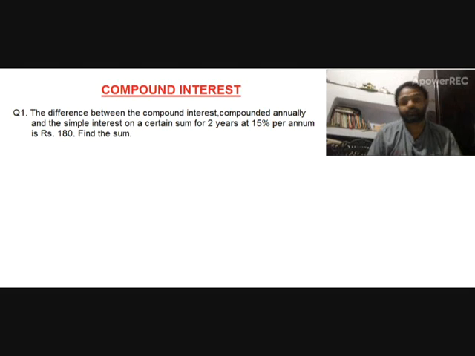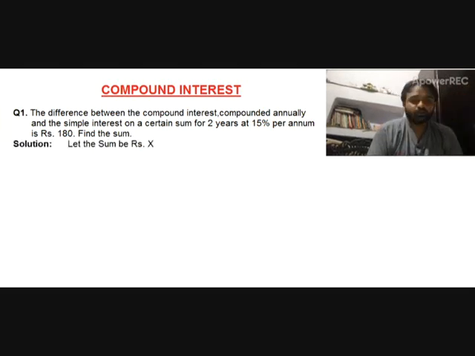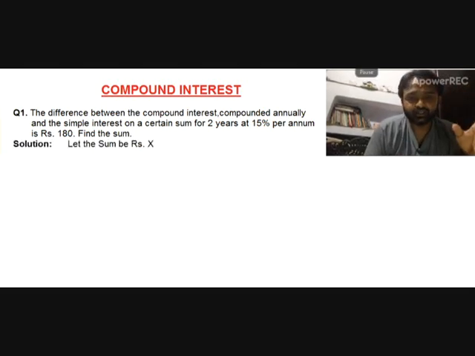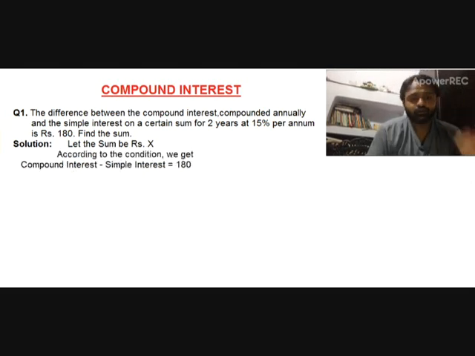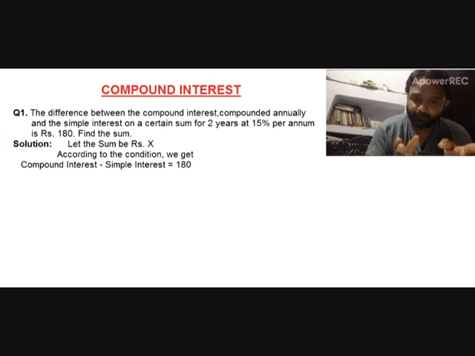So let's see how we can do this question. So we have considered that the sum be x rupees. This is the amount, this is the principal which I am going to deposit in a bank. Okay, so what is our condition saying? According to the condition, compound interest minus simple interest is equal to 180 rupees for the same period of time and same rate of interest for the same amount.